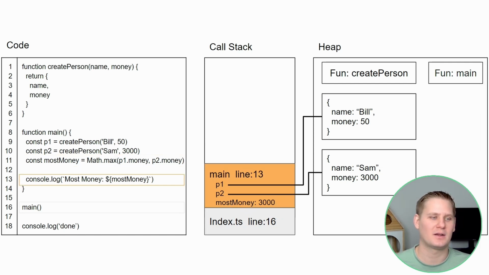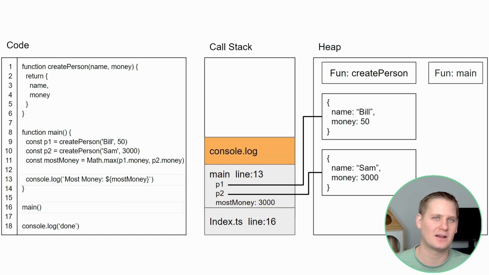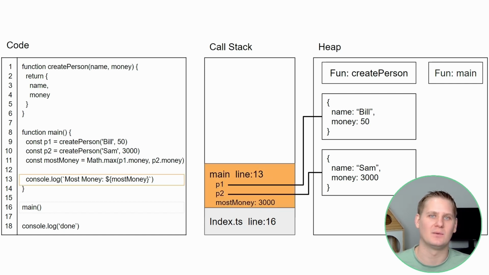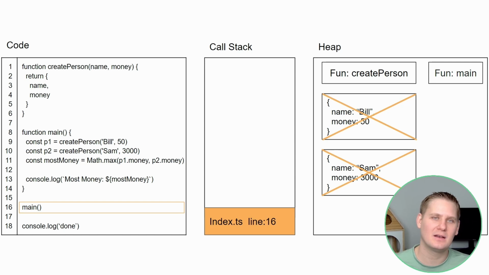Afterwards, we'll call the console.log function, which once again will add a new stack frame for that log function. And when the log function is done, it will return execution back to our main function. And this is the last line of our main function. So now the main function frame will be removed from the stack.